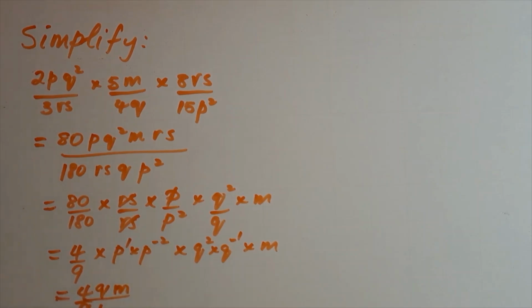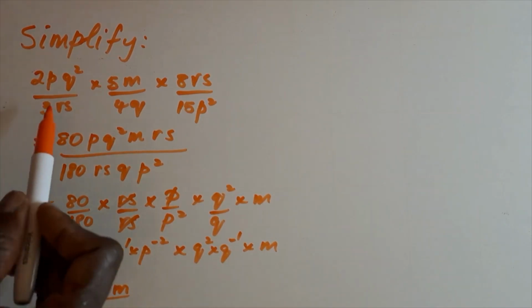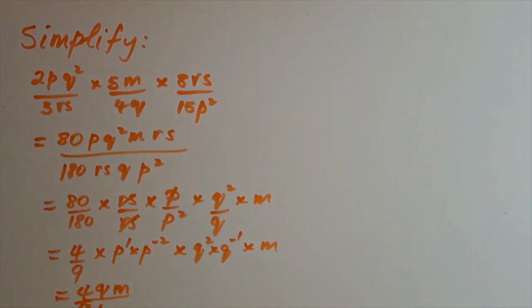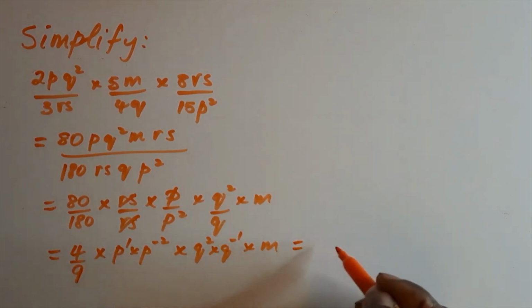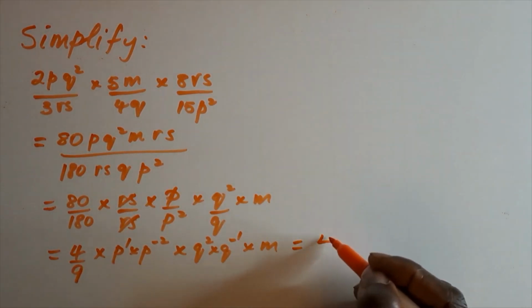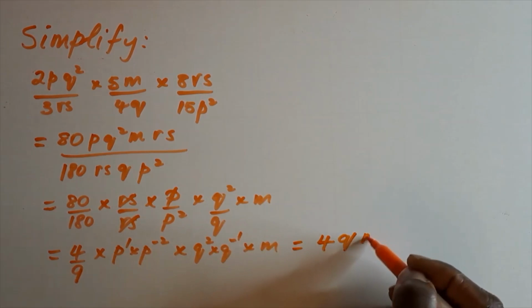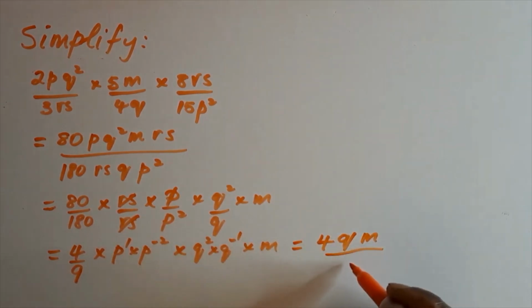And this is our simplified version of this algebraic expression. Let me just write this so you can actually see it. 4qm over 9p.